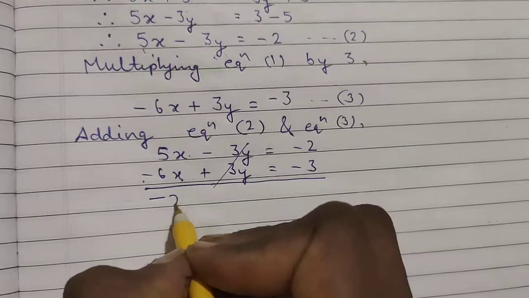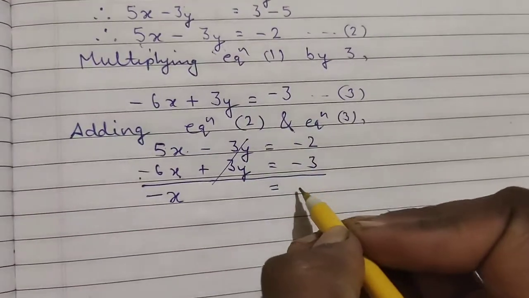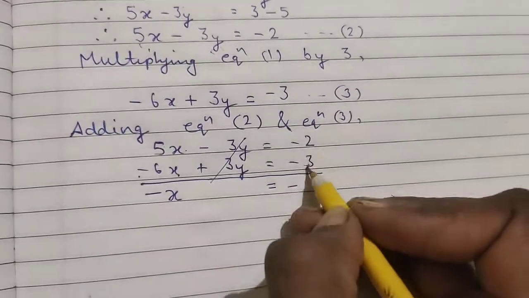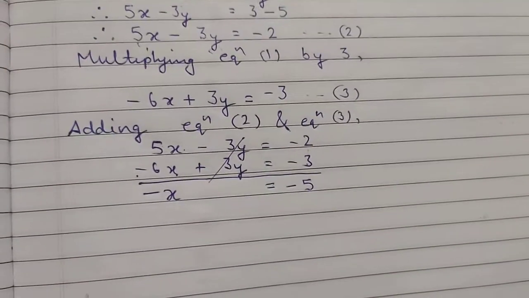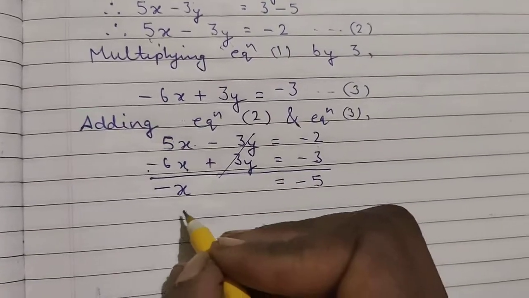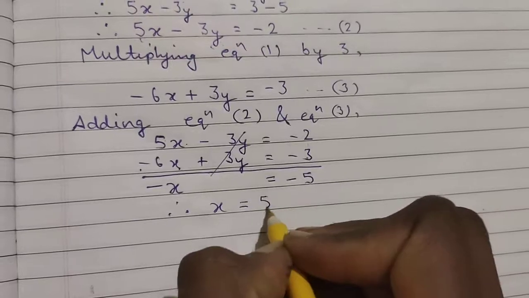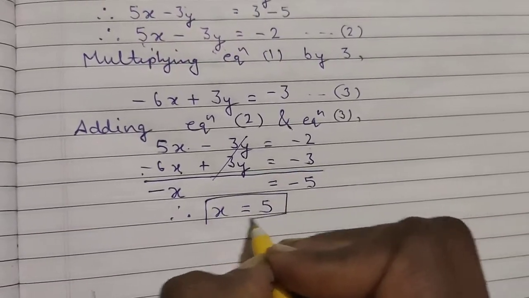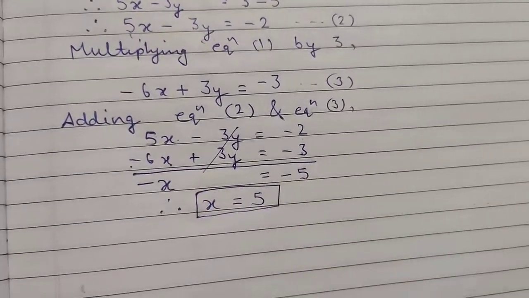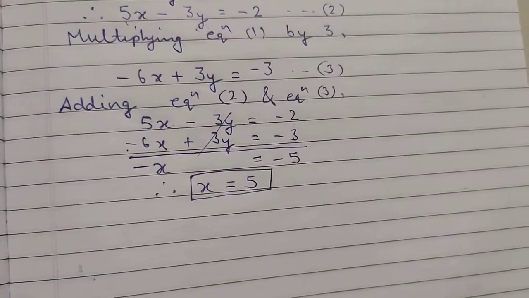So minus 1x means minus x. And here both are negative, so write the minus sign and add them. So this becomes 5. So minus x is equal to minus 5. Both minus signs get cancelled and you will get x equal to 5. You can cancel both the minus signs. So finally we have the x value 5.